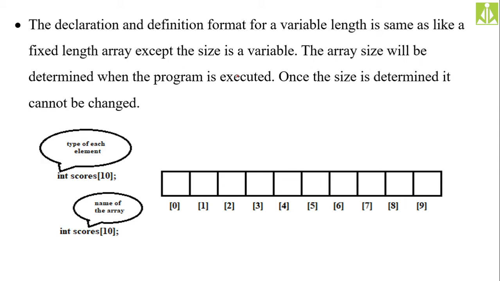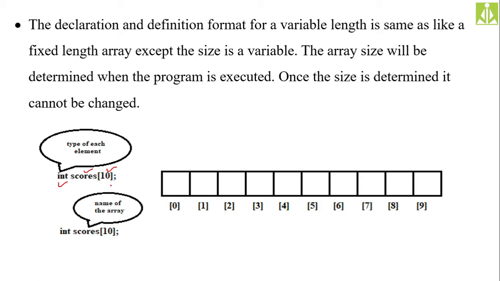Fixed length in the sense that at compile time only you have to know the size of the array. If you declare the array like this, over here you can see int scores of 10. This is the size of the array, this is the name of the array, and this is the type of the array. The name is scores, and I need 10 elements in this scores array, and all should be of type integer.